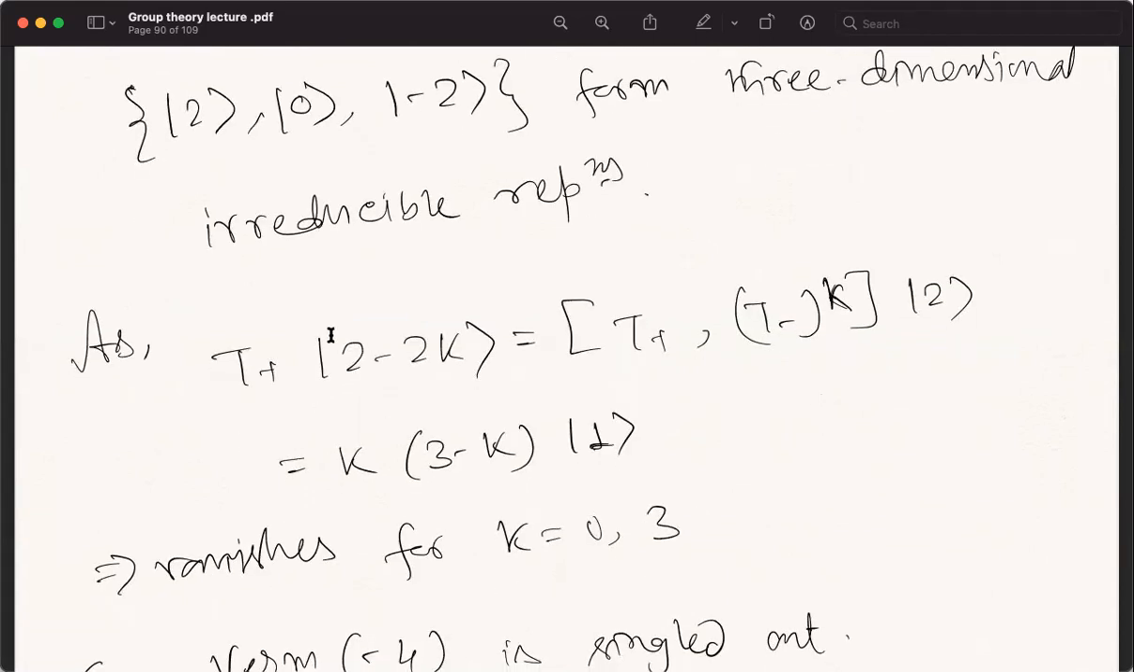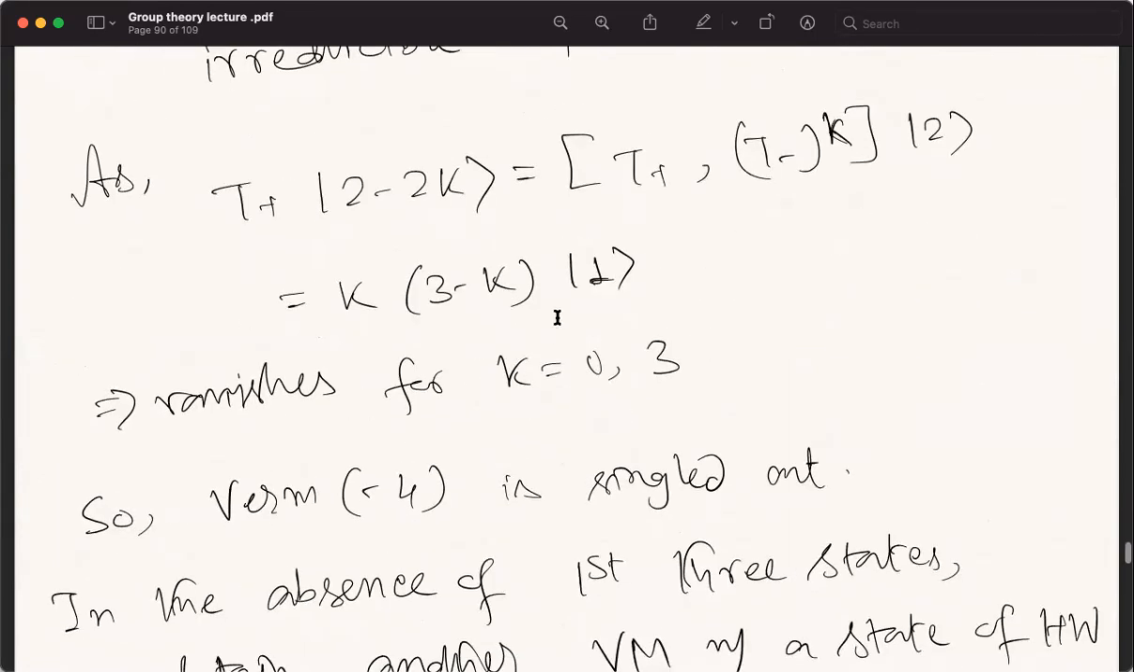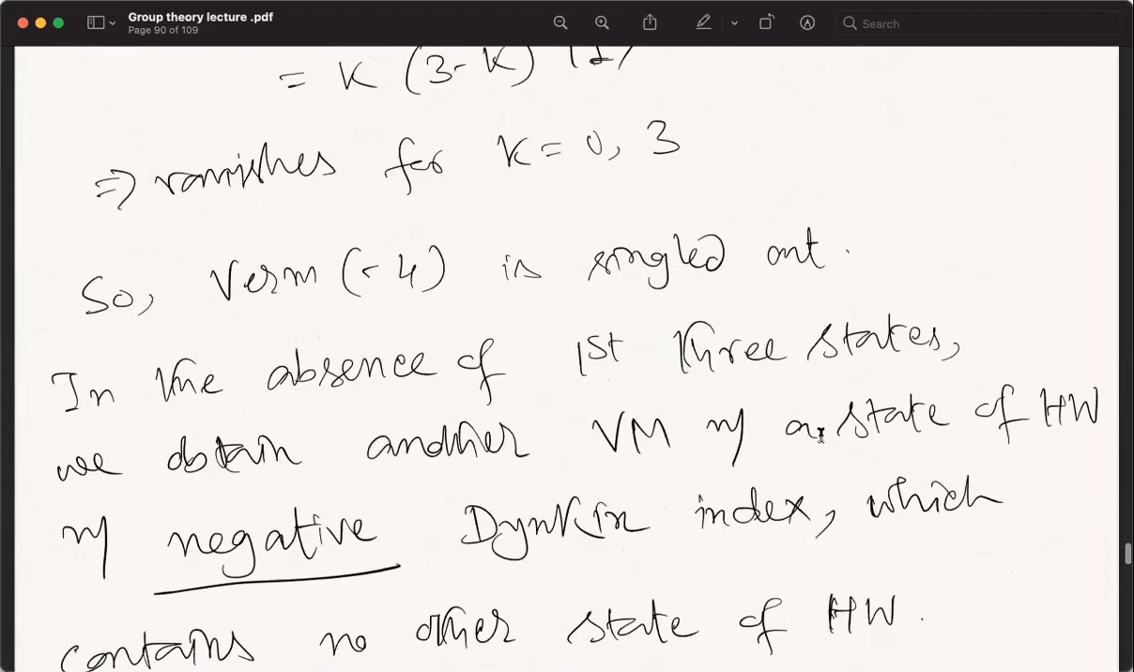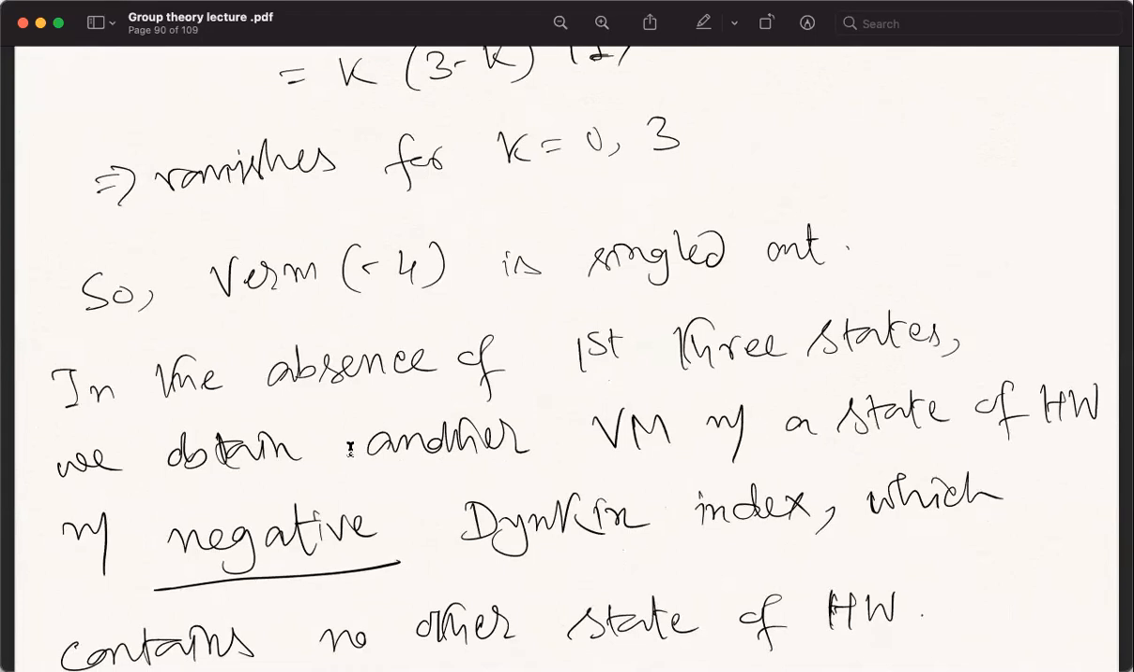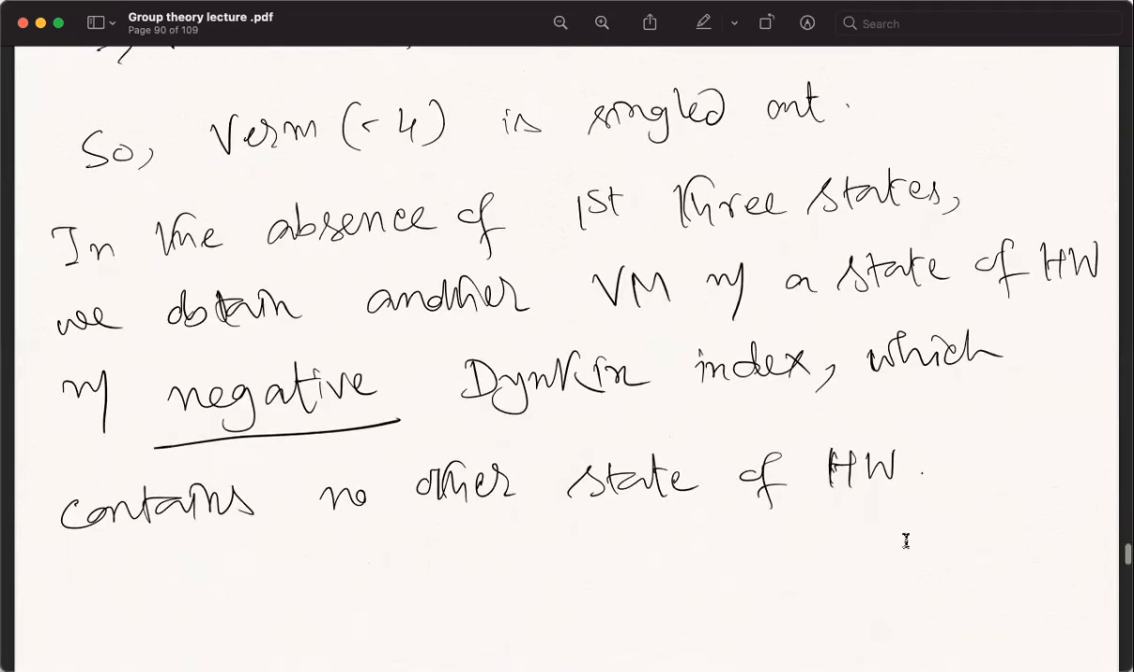And we can further notice that T plus acting on this state 2 minus 2k, we can write in this particular commutator form. And if you compute that, you'll get k times (3 minus k) times the state at k minus 1. So this vanishes for k equal to 0 and 3. That's why the Verma module minus 4 is singled out, right? So in the absence of the first three states, we obtain another Verma module with a state of highest weight with negative Dynkin label, which contains no other state of highest weight. So this is the way we can single out the state, and that's the idea of the Verma module.